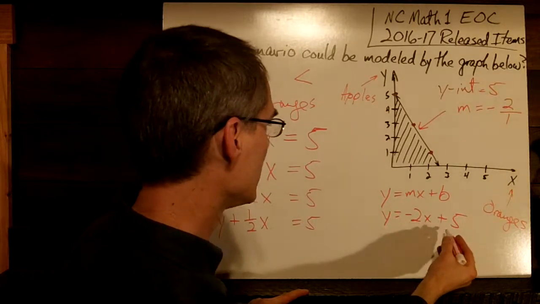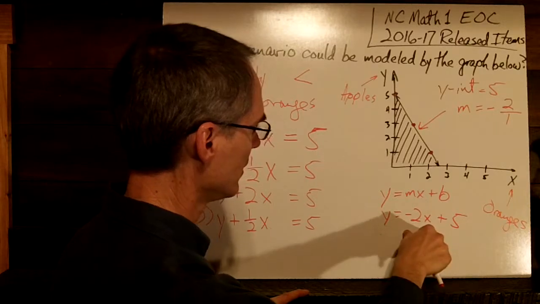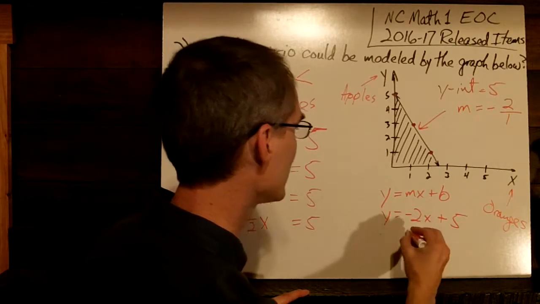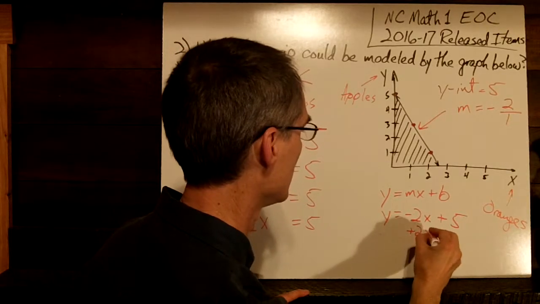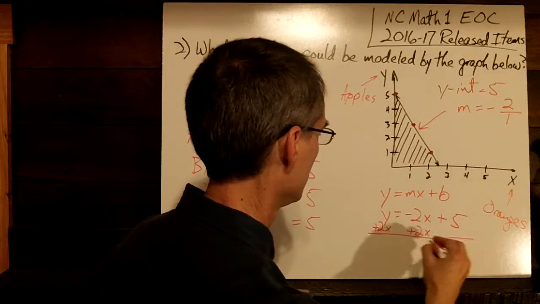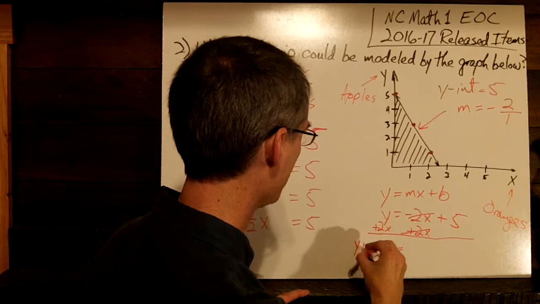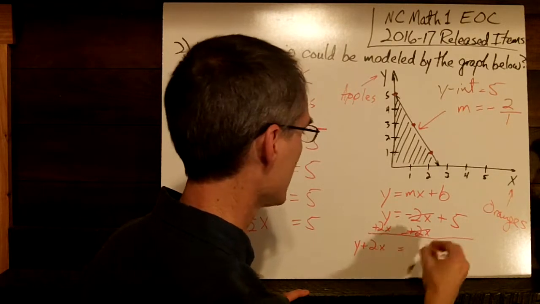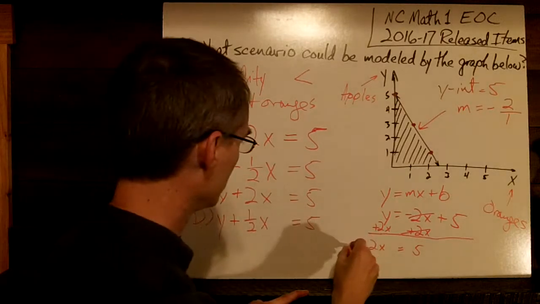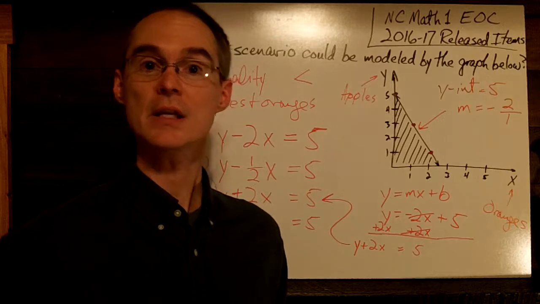So if I want to get the 5 by itself on this side of the equation, then I want to get rid of the negative 2x and have it over here. So if I add 2x to both sides of the equation, then my 2x's go away on this side of the equation, and I've got y plus 2x on this side, and I've got 5 on this side, and boom. That matches answer choice C.